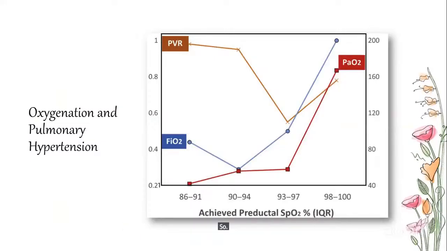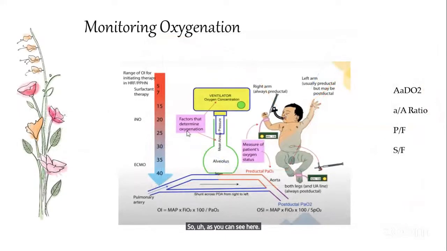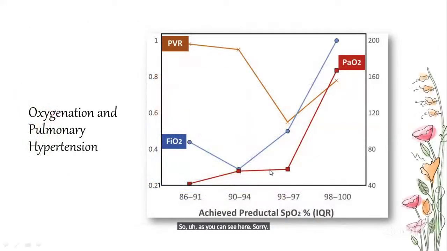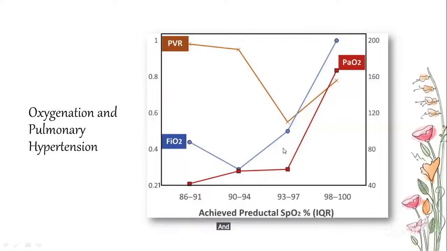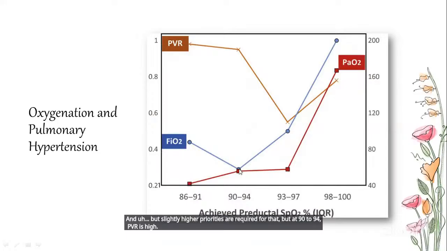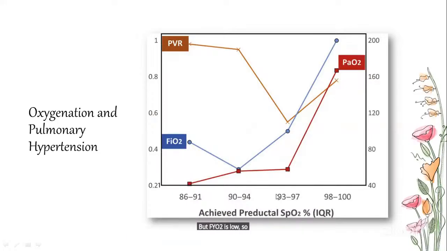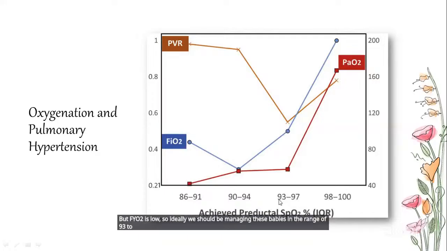As you can see here, at an SpO2 of 93 to 97%, your PVR is lowest, but slightly higher FiO2s are required for that. But at 90 to 94, PVR is high, but FiO2 is low. So ideally, we should be managing these babies in the range of 93 to 97% as an ideal target.